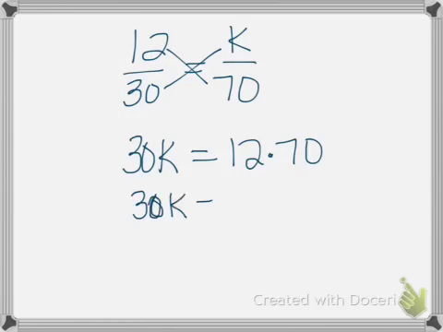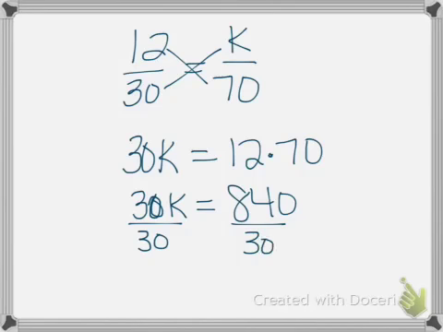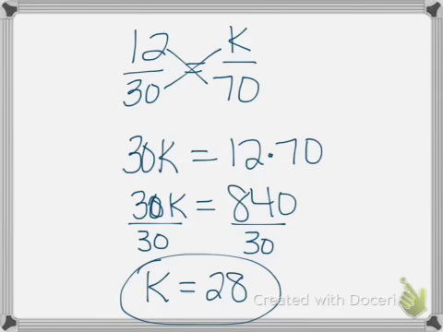The 30k stays the same, and 12 times 70 is going to give you 840. Then you solve by dividing by 30, because the 30 and the k are being multiplied right now. So to get k by itself, you divide by 30, and 840 divided by 30 is going to give you 28. So you know your missing number is 28.